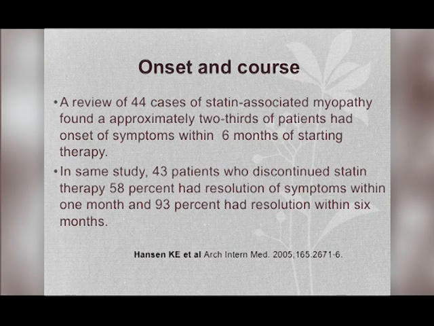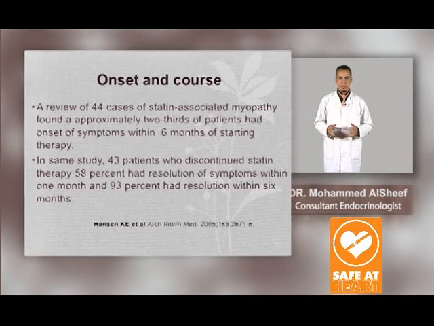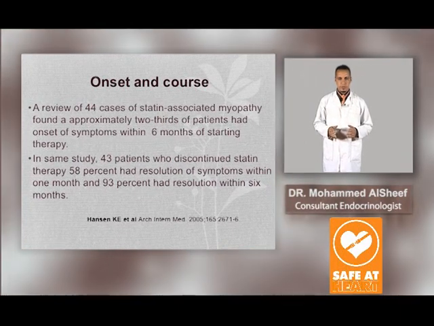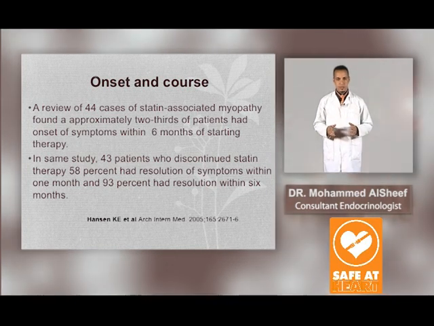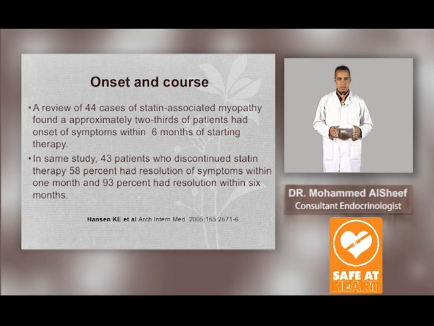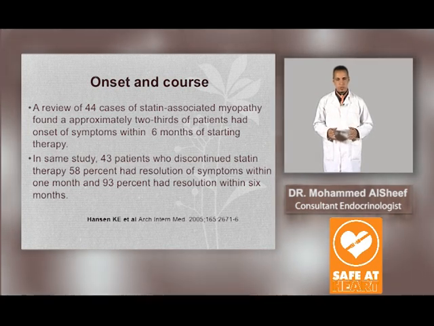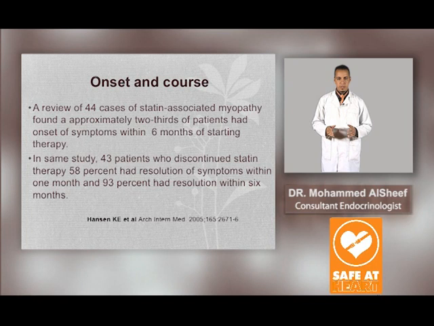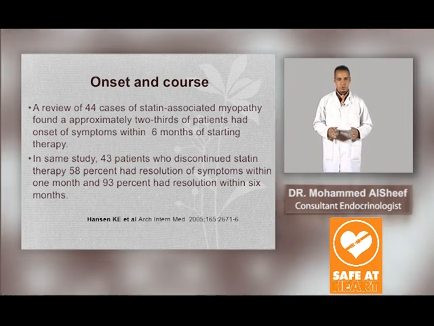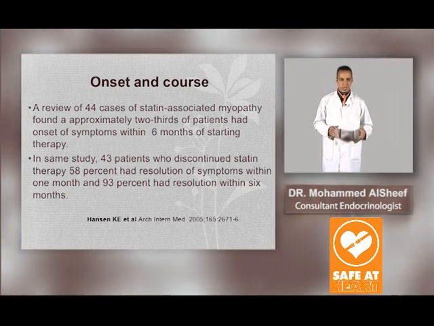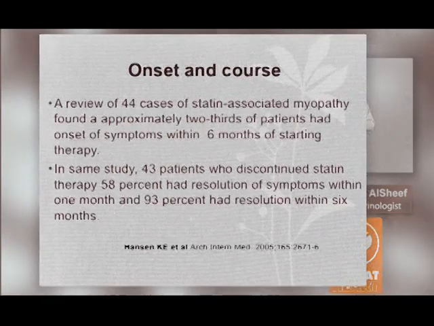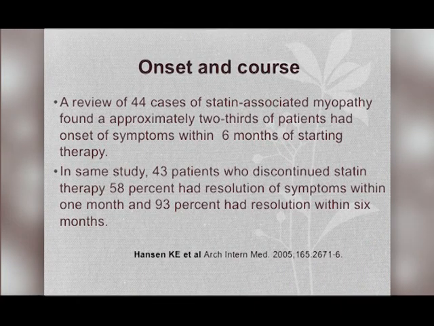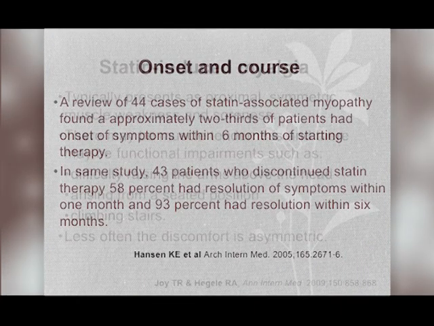On the onset and course of statin-related myopathy, a review of 44 cases of statin-associated myopathy found approximately two-thirds of patients had onset of symptoms within 6 months of starting therapy. In the same study, of 43 patients who discontinued statin therapy, 58% had resolution of symptoms within 1 month, and 93% had resolution within 6 months. Our patient, which I illustrated earlier, resolved after 1 month of discontinuation of statin.